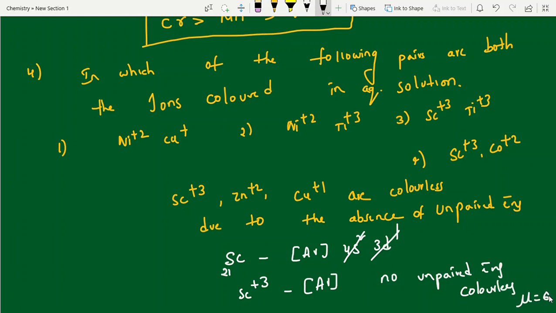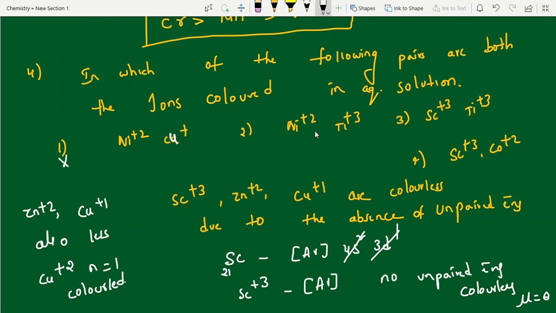I am covering another question also here. Same like Zn plus 2 also colorless, copper plus 1 also colorless. Copper plus 2 is again colored. n equal to 1, one unpaired electron is there also. It shows color, blue color. In aqueous condition, copper sulfate pentahydrate, it is blue vitriol, blue color. See, here copper combination is there. That's it. This is not your answer.